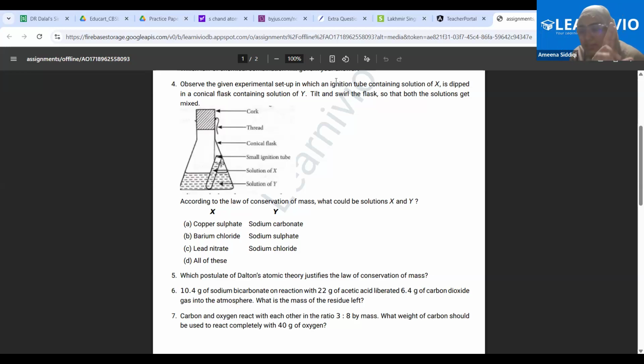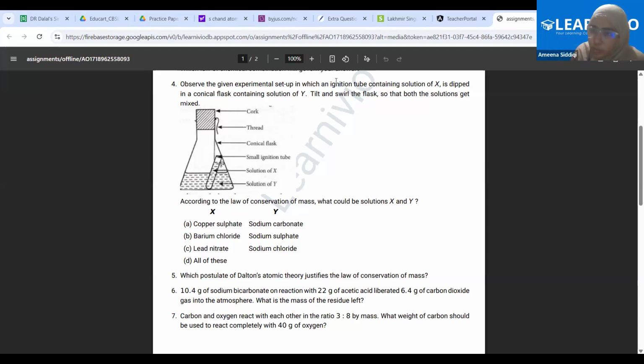What I'm saying here is, how will you approach this question? How will you solve these questions? It is based on the law of conservation of mass. Two of the reactants are given, with different options. Copper sulfate and sodium carbonate is one pair. Barium chloride, sodium sulfate. Likewise, we have different pairs. Now these are the reactants.